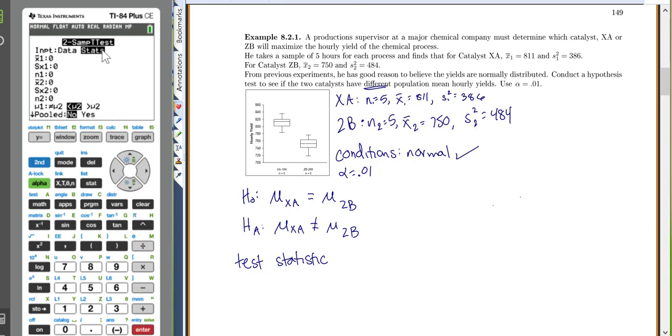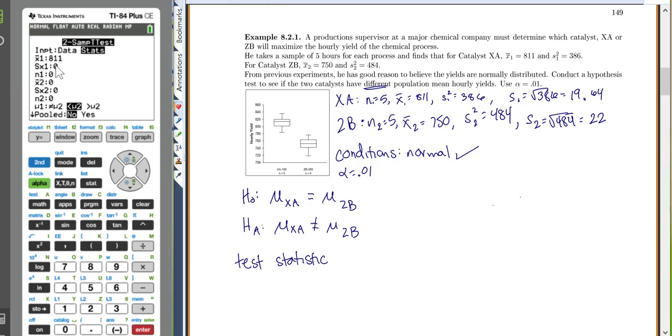Okay, I'm going to put in my summary statistics. So my first mean is 811. My first standard, oh, notice here, this one actually wants standard deviation and not variance, so I do need to come find that. So if the variance is 386, then the standard deviation will be the square root of 386, which equals 19.64. And for my ZB, that will be the square root of 484, which gives me 22.